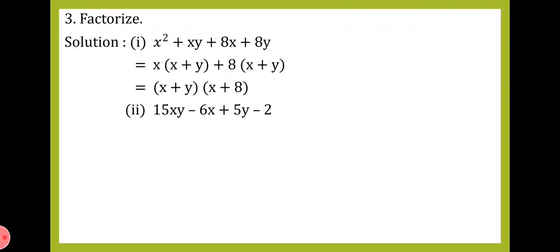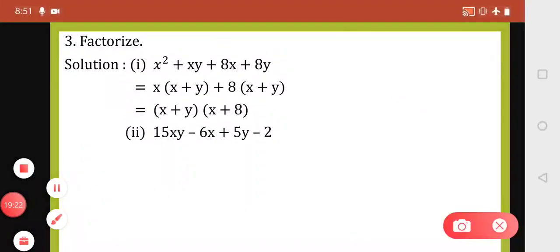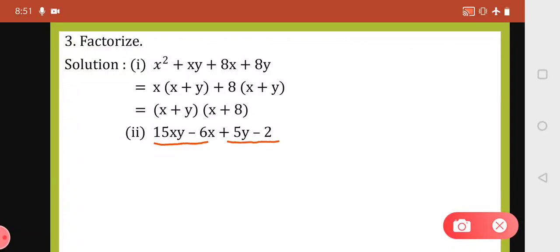Next, question number 2. 15xy minus 6x plus 5y minus 2. Here also no need to rearrange the terms. Directly we will make the groups, and then we will take out common from both the groups and carry forward. So here the first group is 15xy minus 6x, plus the second group is 5y minus 2.